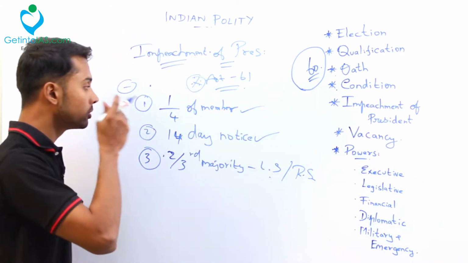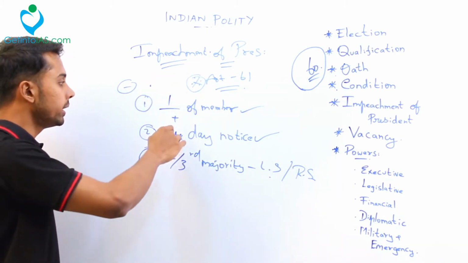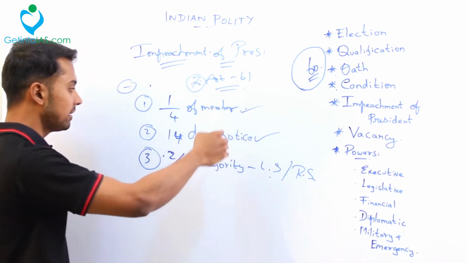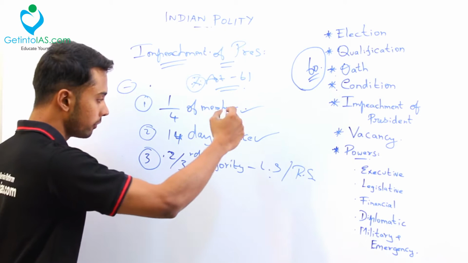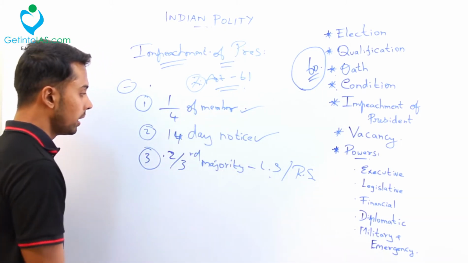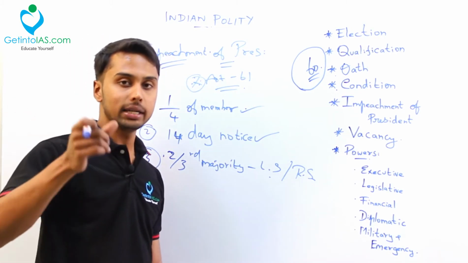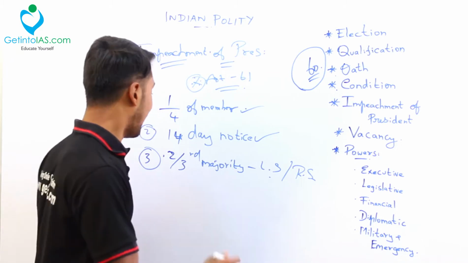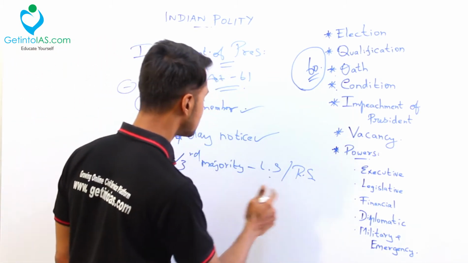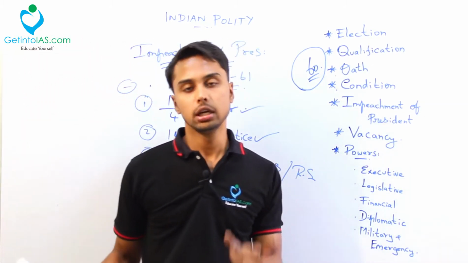The first step you should do is initiate the bill in either house. To initiate the bill, you need the signatures of 1/4 of the members. After that, 14 days notice should be given, and after that, if Lok Sabha is initiating the bill, it will pass the bill with a 2/3 majority. If you have any confusion about this majority, you can refer to my previous videos. I have dealt in detail with the constitutional amendments and the majority. So Lok Sabha and Rajya Sabha, both houses need a 2/3 majority. If both houses pass it with a 2/3 majority, then the president will be removed.